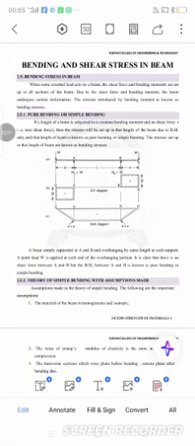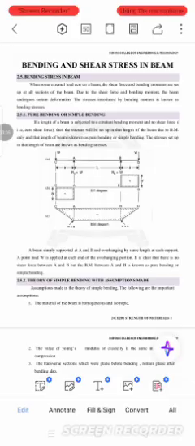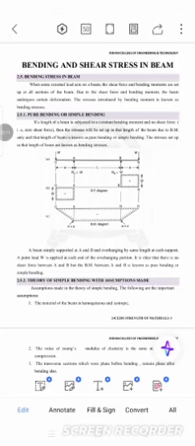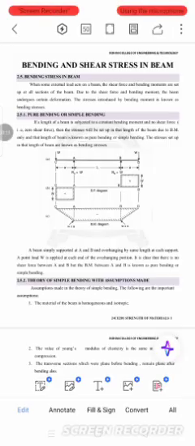Okay, this is the last chapter, bending and shear strain in the beam. This is the analyzing part. Bending stress in a beam: some external force or load acts on a beam. The shear force and the bending moment are set up at all sections of the beam.